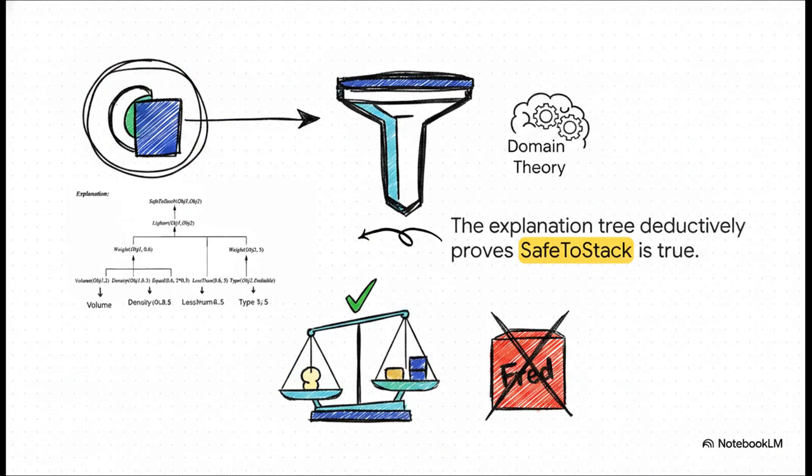The system literally builds an explanation tree where it deductively proves that safe to stack is true simply because object 1 is lighter than object 2. In doing so, it entirely filters out all the irrelevant fluff. It uses its domain theory to calculate weight based on things like volume and density, proves 1 is lighter, and therefore proves it's safe to stack. It completely, 100% ignores the fact that the box was red or that Fred owned it. Why? Because those facts were totally useless for the logical proof.